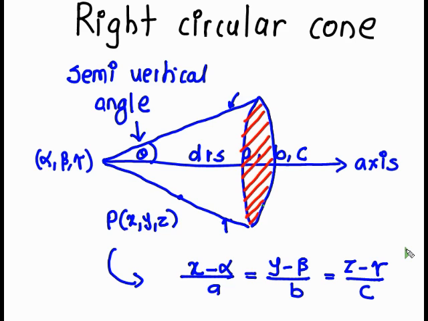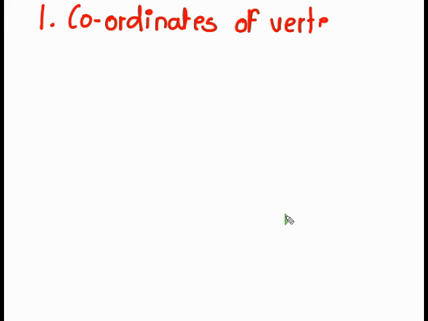This is nothing but the 3D view of a right circular cone. Now, the next question: what is the basic requirement to find the equation of a right circular cone? The first thing we require is the coordinates of the vertex. If you remember, we considered the coordinates of the vertex in the previous diagram as alpha, beta, gamma. So alpha, comma, beta, comma, gamma we require.